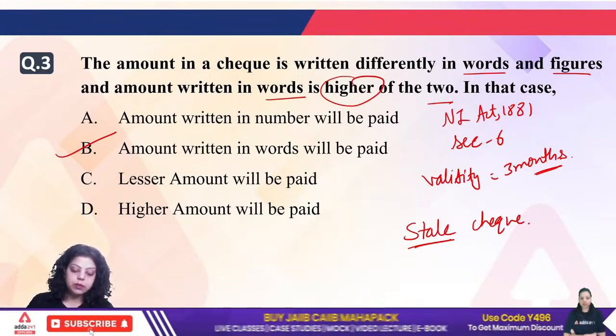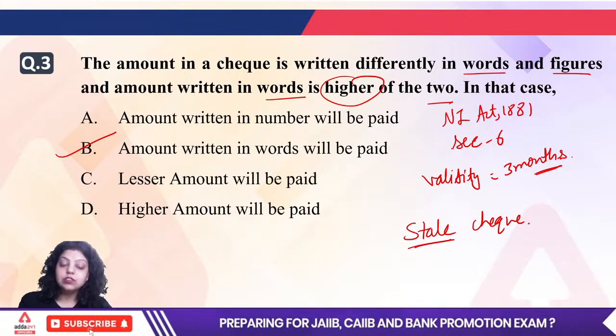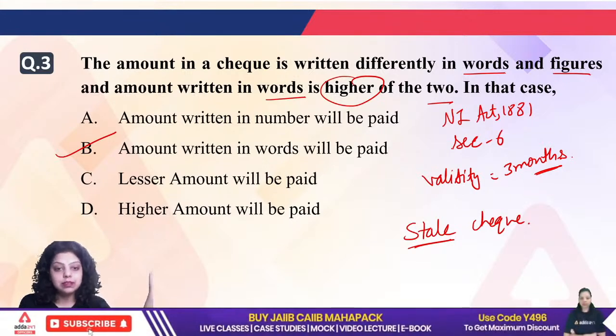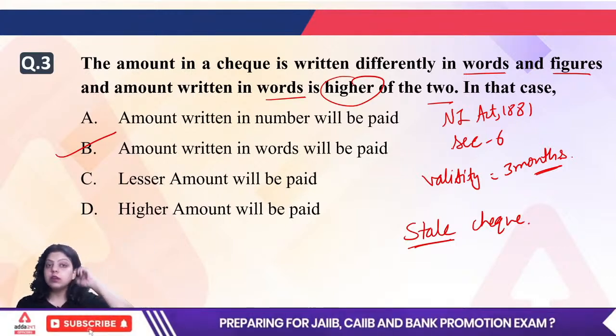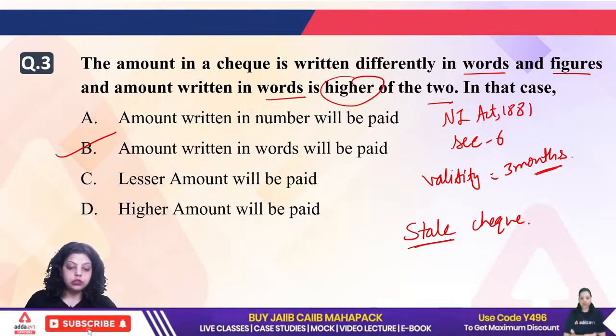So the validity will be 3 months, and checks which have expired their validity are known as stale checks. Because these checks are treated as invalid, their payment will not be done. If you want payment of the check, you have to reissue the check on another date. Okay, the right answer will be B.